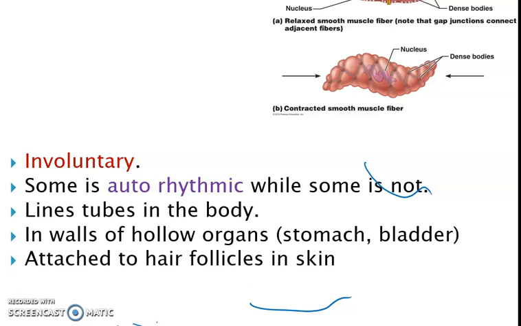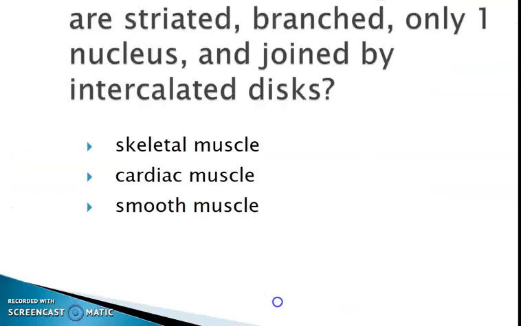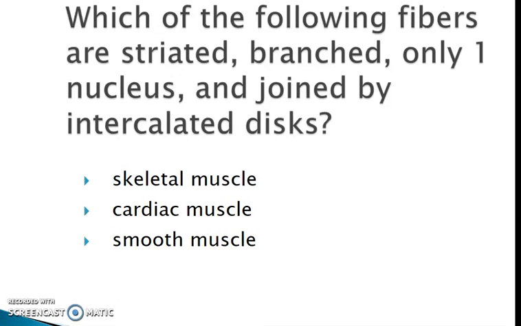So, why did I do that Venn blob? Well, on the test, I'm going to ask you what are characteristics of these. So something like this. Which one is striated, branched, 1 nucleus, and joined by intercalated discs? That would be cardiac.